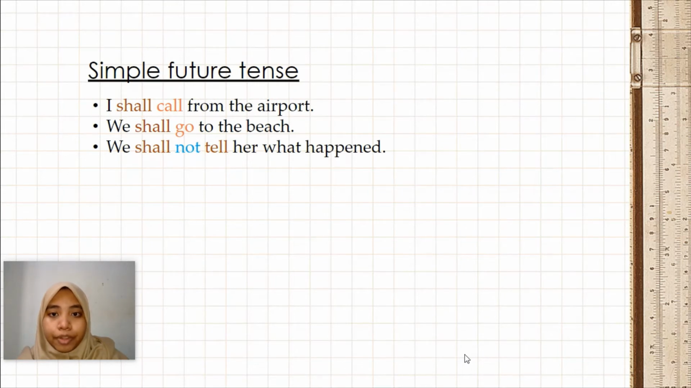To form a simple future tense, for example, I shall call from the airport. We shall go to the beach. We shall not tell her what happened.